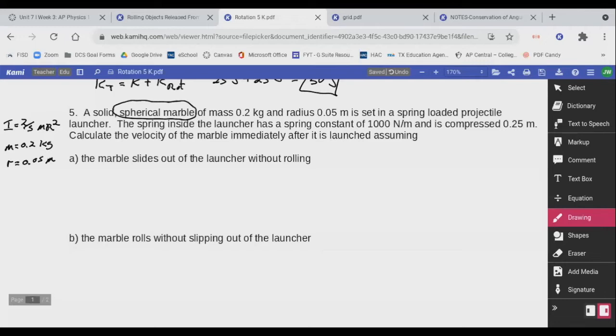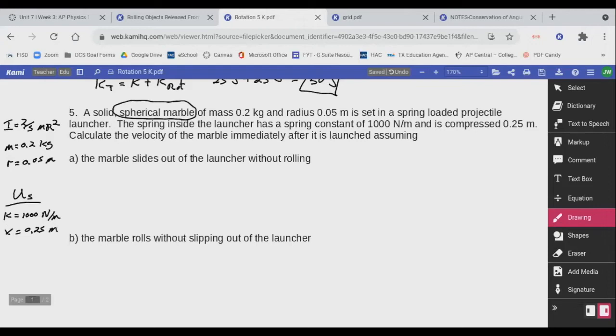So since I have so many Ks going, I've got kinetic energy, I've got rotational kinetic energy. For the spring, I'm just going to list everything under this. So for the spring potential, I've got K equal to 1,000. And it's compressed. The compression of the spring we called X, because that was the displacement of the spring when we compressed it. So we're going to say X is equal to 0.25 meters.